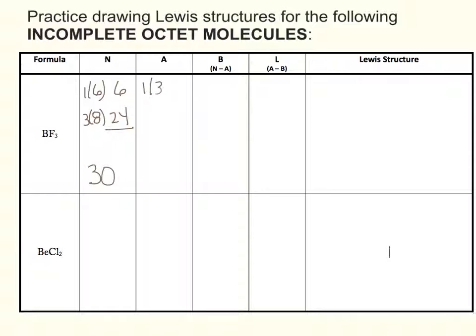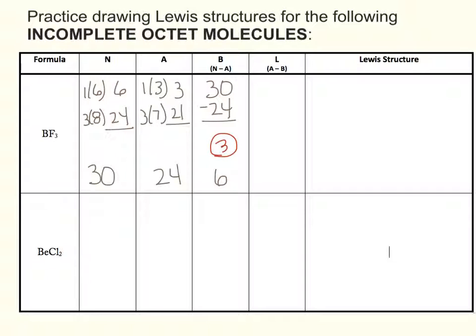B has 3 valence electrons. Fluorine has 7. Add those up. Now we're going to subtract these 2 numbers to get the number of bonding electrons. We're going to divide that by 2 to get the number of bonds. We're going to subtract the 24 and 6 to get the number of electrons involved in lone pairs. And we're going to divide that number by 2 to get the number of lone pairs.